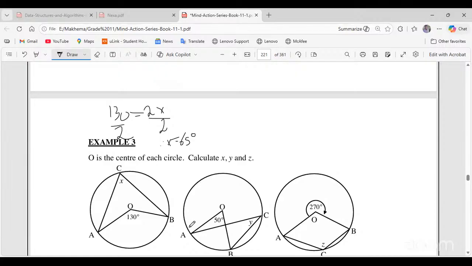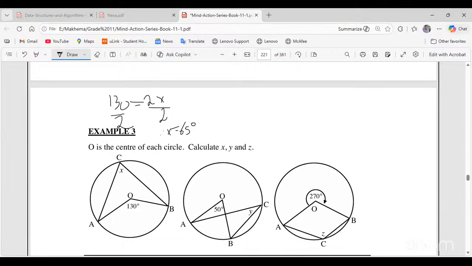Okay, thank you. Now, we come to this one. Angle at the center is 2 times angle at the circumference. What is angle at the center? It is 50. That 50 is equal to 2 times angle at the circumference. What is angle at the circumference? It is y. Now we want the value of that y. We will divide by 2 on both sides. Y will be equal to 25 degrees, not just 25. Okay. Now we move to the next one.